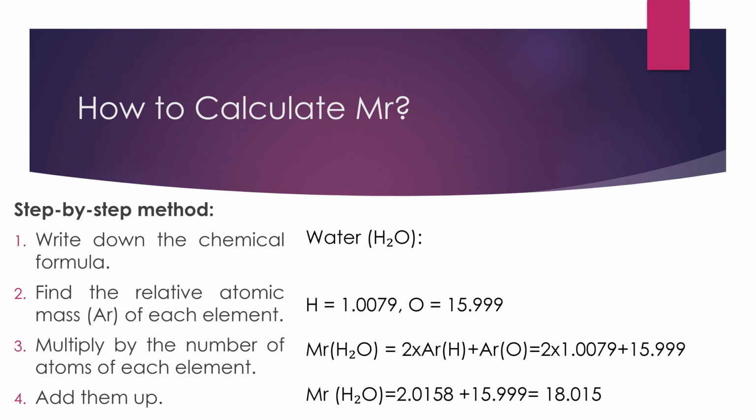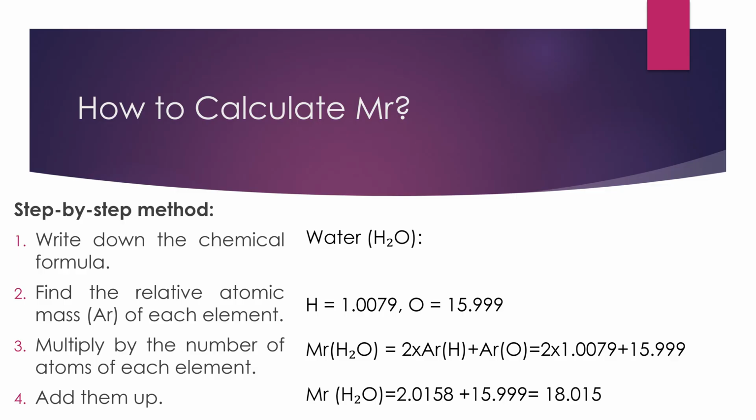Okay, now how can we calculate Mr, the relative molecular mass? There are different steps. First, you need to find the formula of the specific molecule. If we are talking about water, we know the formula is H2O. Second, you need to recognize the chemical elements. Here you have hydrogen and oxygen, which build the molecule of water. Next, you need the periodic table, because there you can find the relative atomic mass of each chemical element in the formula.